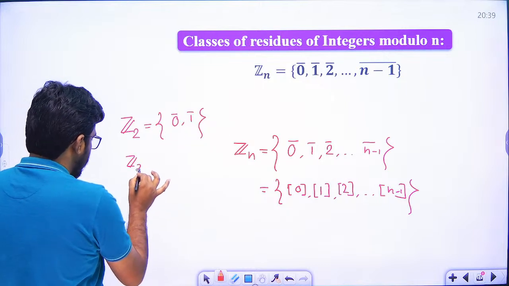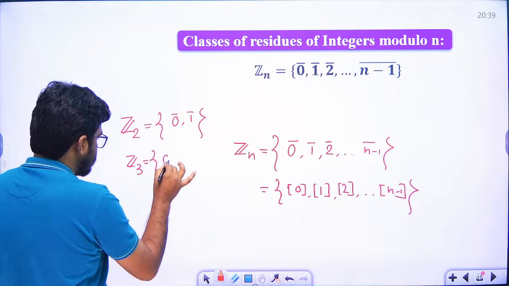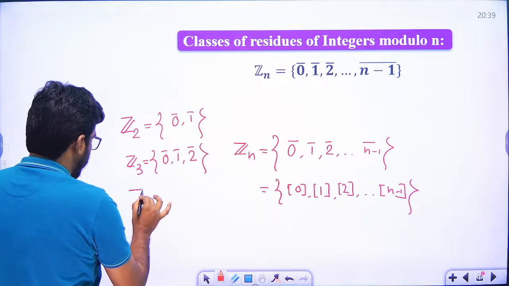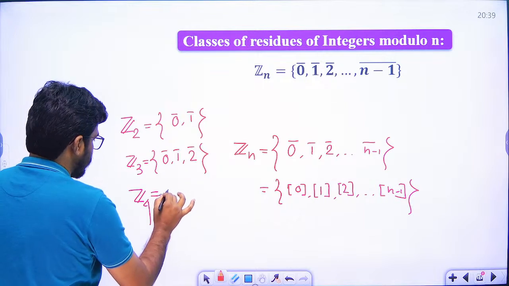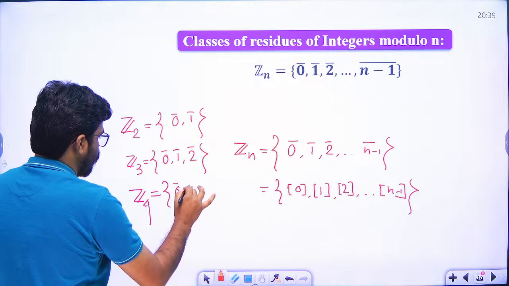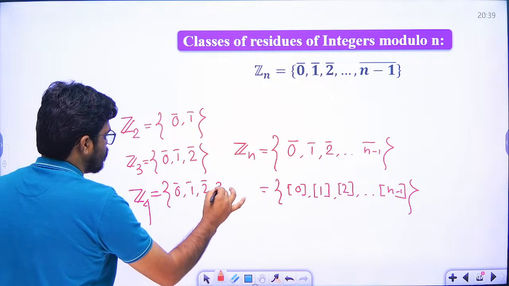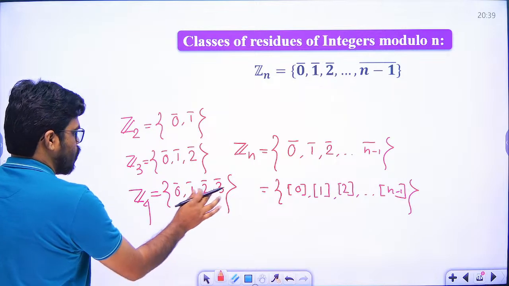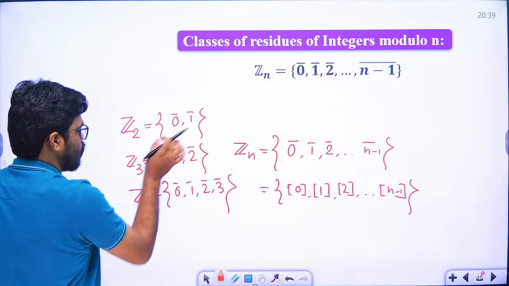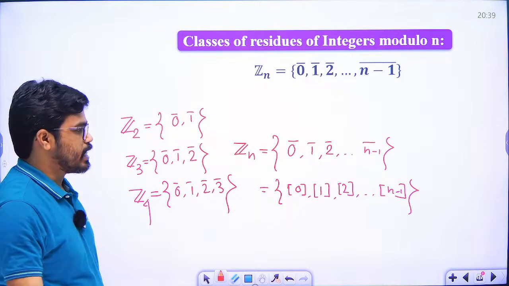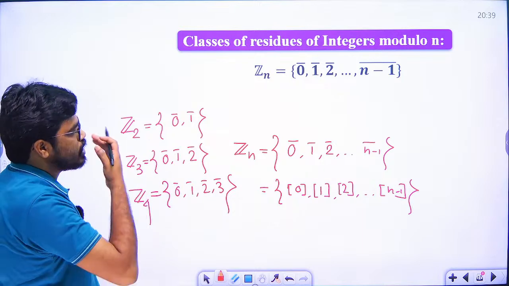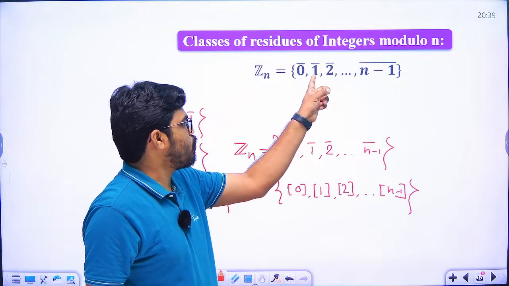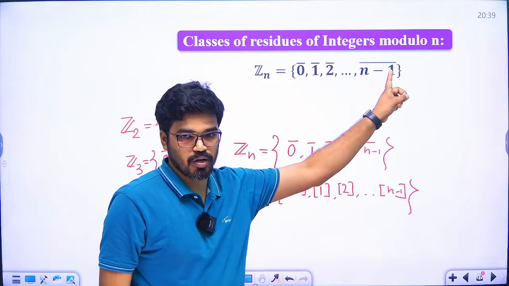Z3, what are the elements of Z3? 0, 1, 2. Z4, what are the elements of Z4? 0, 1, 2, 3. Z4 has 4 elements, Z3 has 0, 1, 2, and Z2 has 0, 1. So this is the integers modulo n, that is Zn. What are the elements? 0 bar, 1 bar, 2 bar, 3 bar, dot dot, n minus 1 bar.